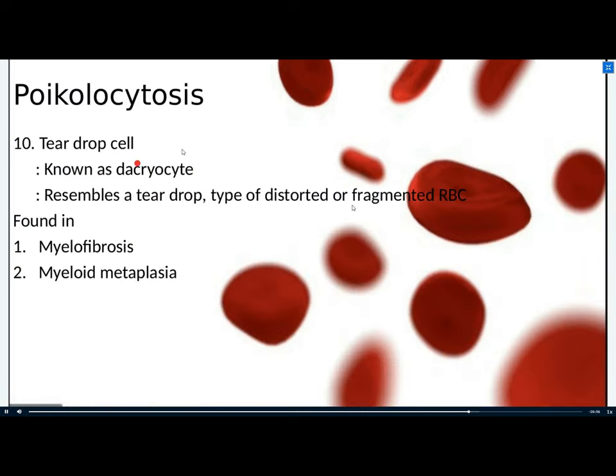Okay, we now have your teardrop cell. This is also known as your dacrocyte. It resembles a teardrop and is a type of distorted or fragmented cell.